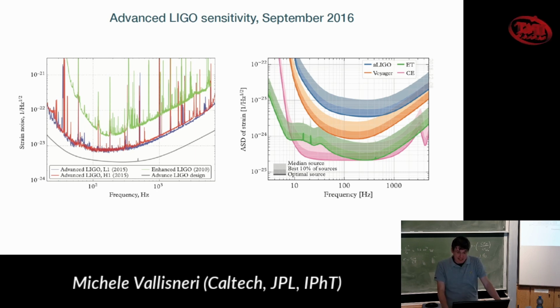Voyager and Cosmic Explorer are the two US concepts for the moment. They're just concepts, they are studies. There's not even much funding yet for them. The difference: Voyager would be in the LIGO civil engineering facility, so the same cavities, the same buildings and so on. Cosmic Explorer would be something like a 40-kilometer interferometric detector to put in some mine, probably underground.